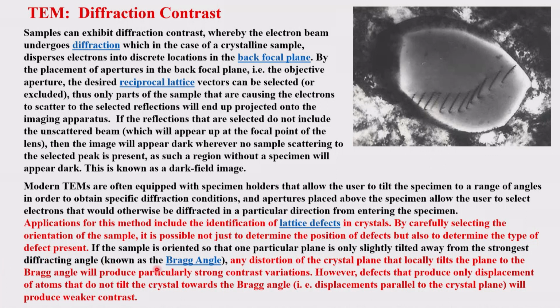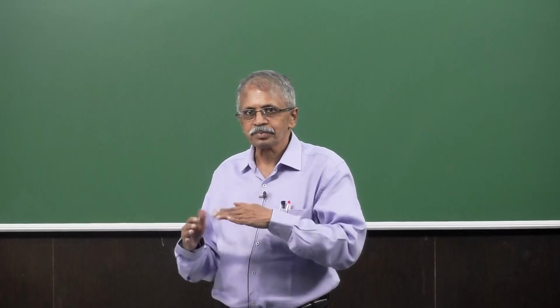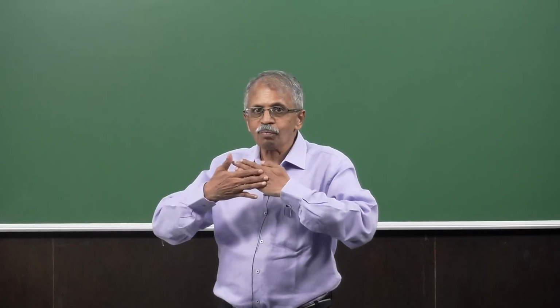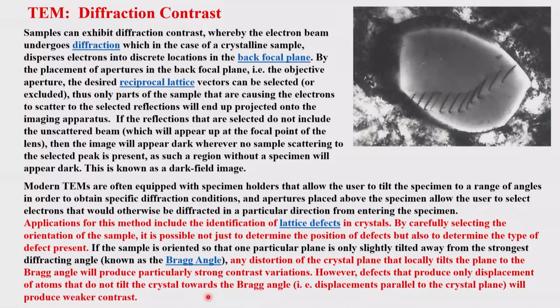Okay, so if the sample is oriented so that one particular plane is only slightly tilted away from the strongest diffraction plane, known as the Bragg angle, any distortion of the crystal plane that locally tilts the plane to the Bragg angle will produce particularly strong contrast variations. So the contrast will come. From the contrast, you will find out there is a defect or there is no defect. But when the contrast is very small, it is very difficult to find out.